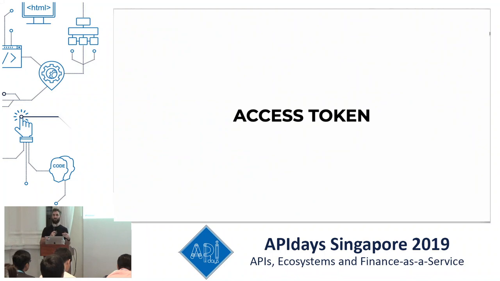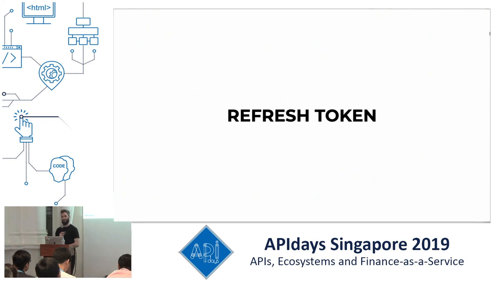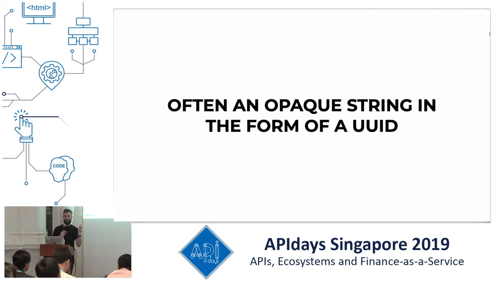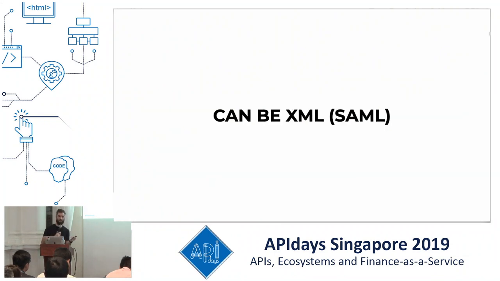There's an access token. Who's heard of an access token before? I think we all have. There's an ID token. Hands up again if you've seen an ID token before. Refresh tokens, the same thing. And they're often an opaque string in the form of a UUID, which means that they are a seemingly random sequence of characters, but there's not really any meaning to them except the fact that you've stored them in a database somewhere, and based on this database and some extra properties, you can get some meaning from them. But they don't have to be.